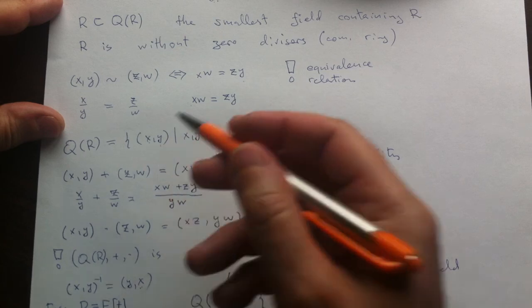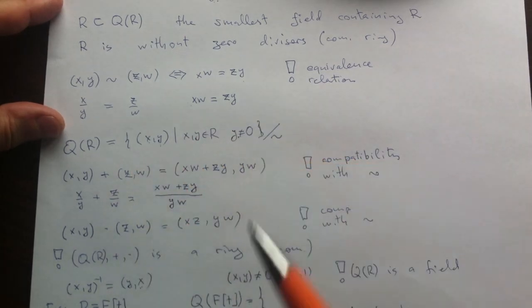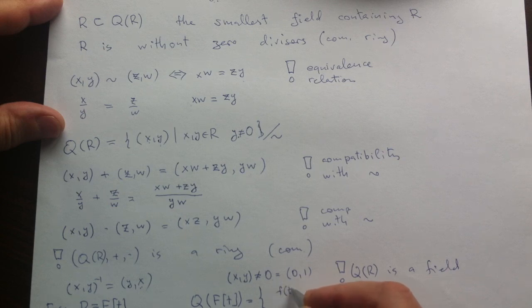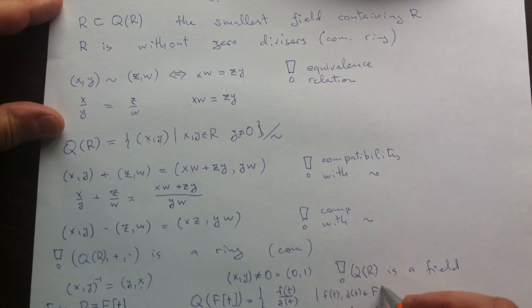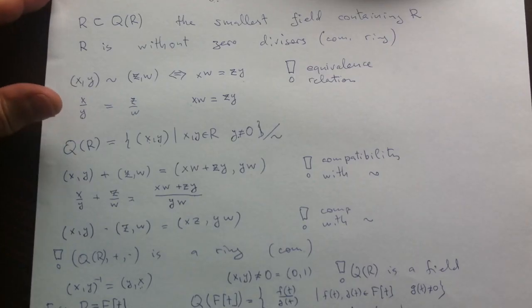So that, by definition, is the set of pairs under this equivalence relation. Instead of writing them as pairs, we can write them as fractions f(t)/g(t), where f(t) and g(t) are both polynomials with coefficients in our chosen field F, and g is not zero. So that will be our second class of examples for the fields. I'll stop now.